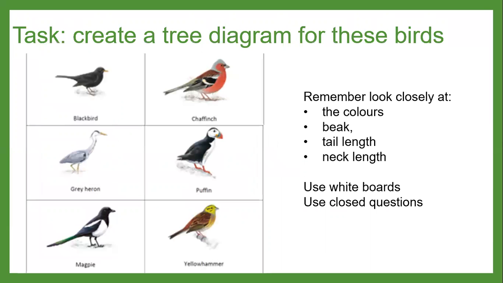So now here's your task. You've got to create your own tree diagram for these birds. Remember, look closely at the colors, the beak, the tail length, and the neck length. You can use your whiteboards or you can do it in your books. It's fine either way. And make sure it's a yes and no answer. They're closed questions, which will help you sort your answers and your categories very clearly. Pause the video now, please, and have a go. And when you finish, come back to the lesson. Pause now.